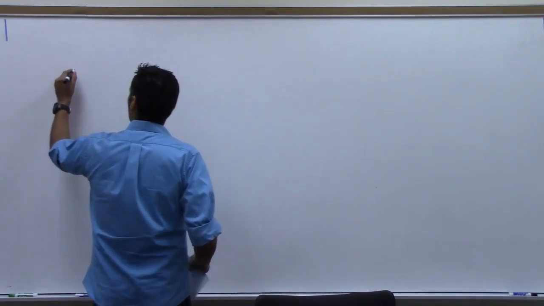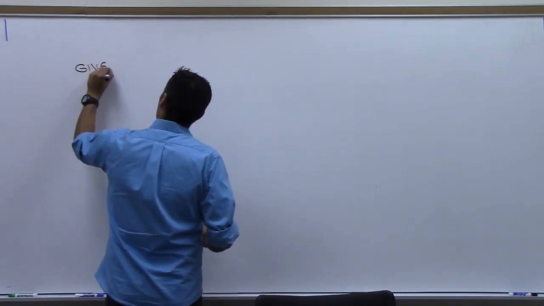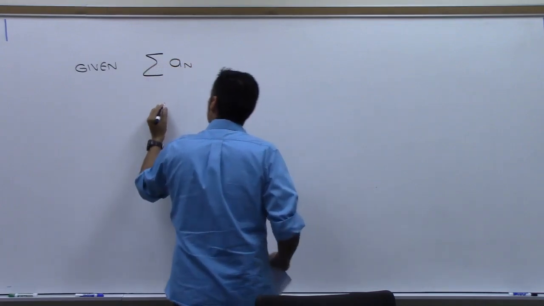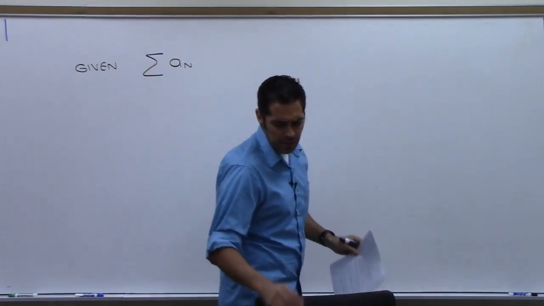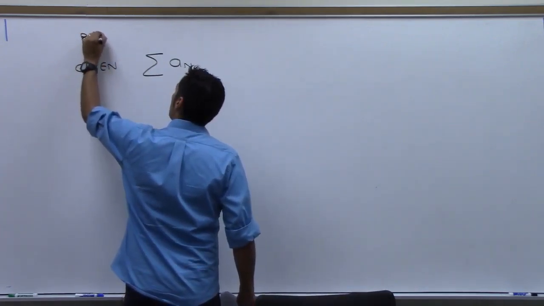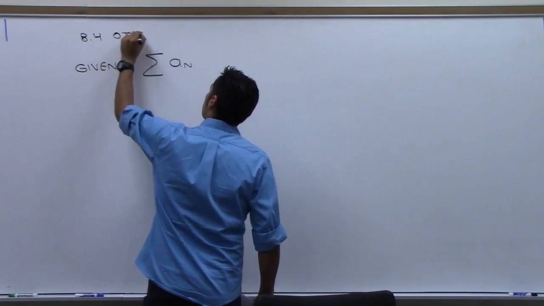All right, here we go. We're going to move on. Given some infinite series, we are in 8.4, okay? We're moving into 8.4. This is called other convergence tests.